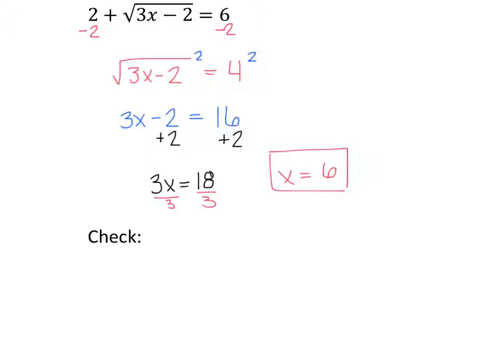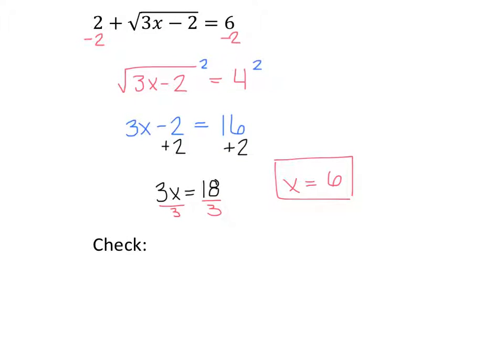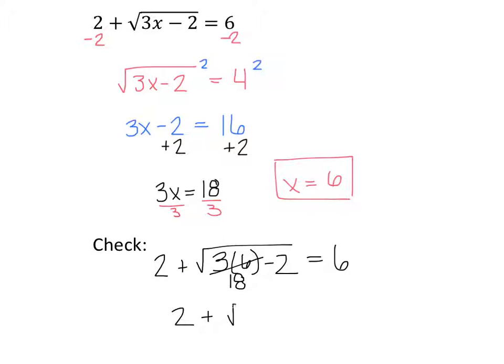All right, let's just check it real fast to make sure we did everything right. If we plug that 6 in for x into the original, it'd be 2 plus the square root of 3 times 6 minus 2, and it's supposed to equal 6. Well, what's 3 times 6? 18. What's 18 minus 2? 16. Square root of 16 is 4. 2 plus 4 is 6. So that works. We did it right. We didn't mess up. Yay.